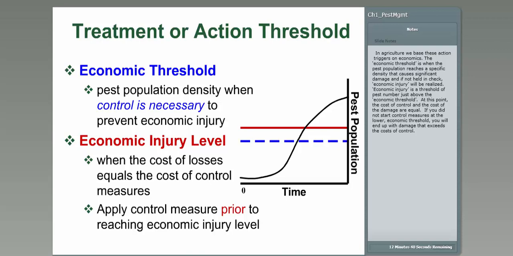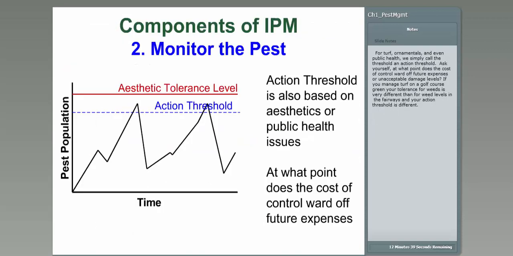For turf, ornamentals, and even public health, we simply call the threshold an action threshold. Ask yourself, at what point does the cost of control ward off future expenses or unacceptable damage levels? If you manage turf on a golf course green, your tolerance for weeds is very different than for weed levels in the fairways, and your action threshold is different.